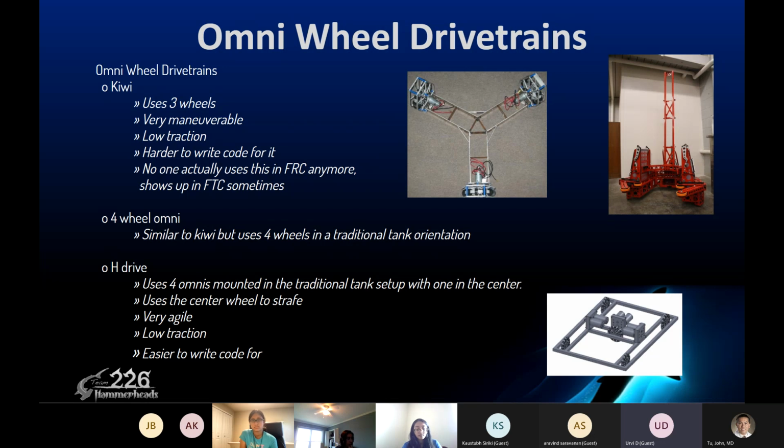The 4-wheel Omni is a type of drivetrain that is similar to the Kiwi drivetrain, but instead of 3, it uses 4 Omni wheels in a traditional tank orientation.